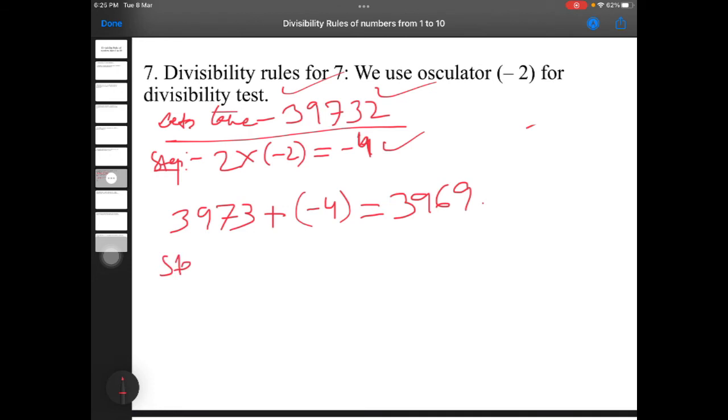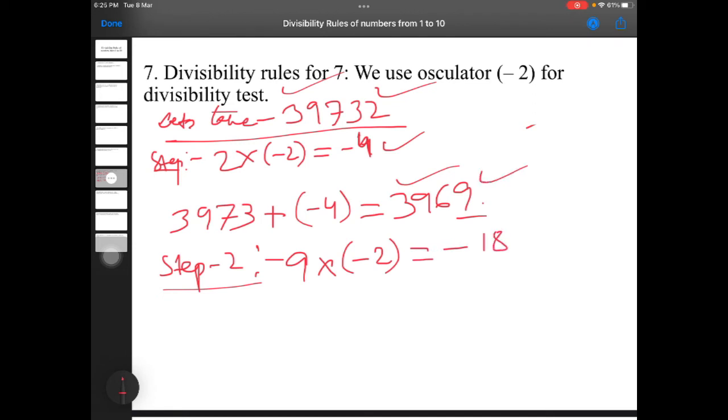Step 2: we repeat the same thing. We separate the unit place of this number. The unit digit is 9, so we multiply it by -2 and get -18. The remaining of this number is 396, and we add -18 to it. We get 378.